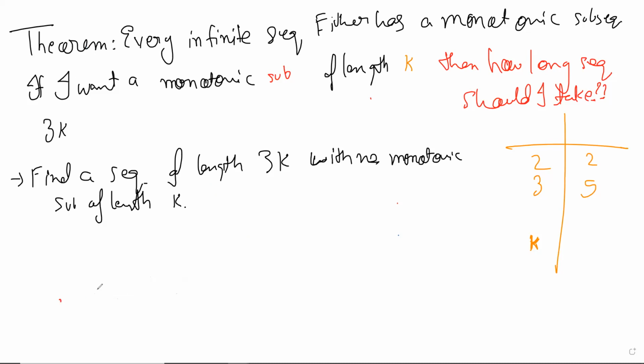Just take 1, 2, 3, 4 till k terms. This is k terms. x1, x2, just increase them, and then just decrease them. Just do the same copy again, and let's do the same thing again. Simple. So just take 1, 2, 3 till k, and just do again 1, 2, 3 till k, and again.